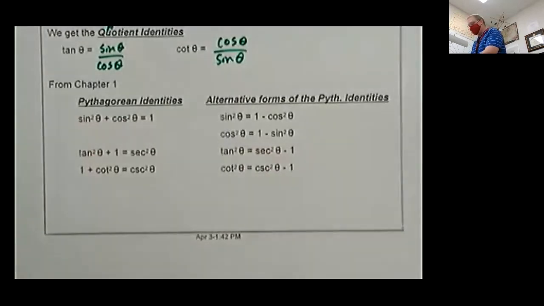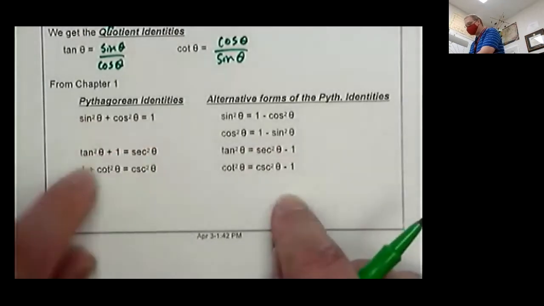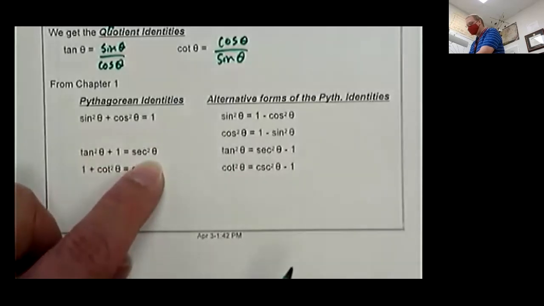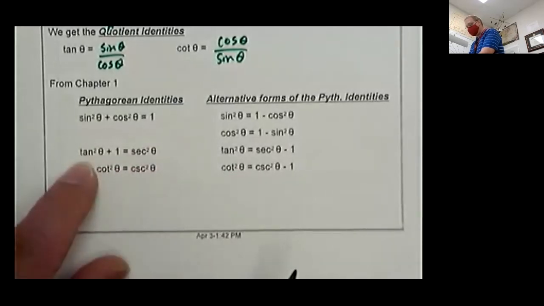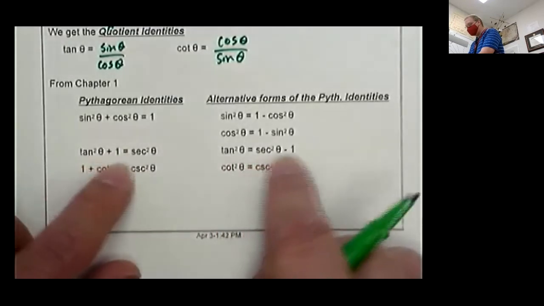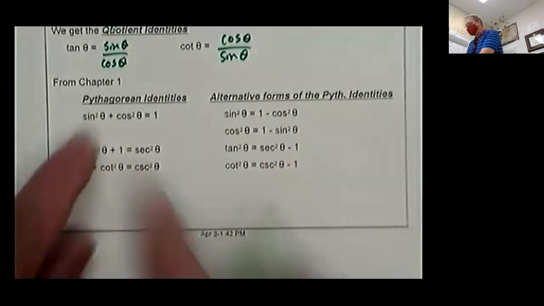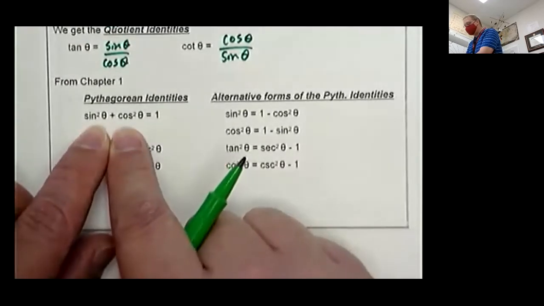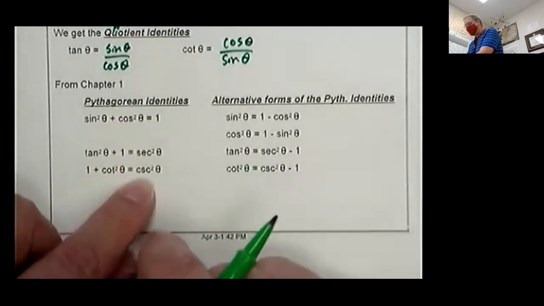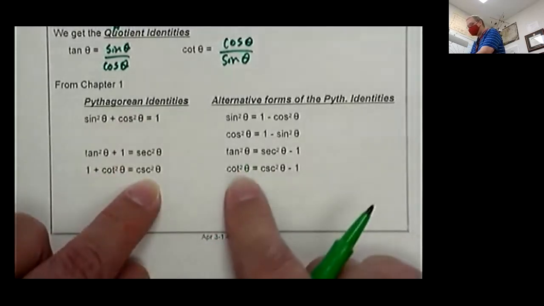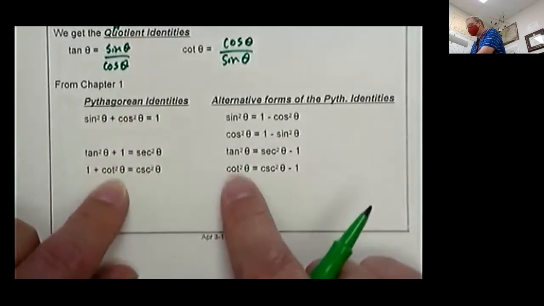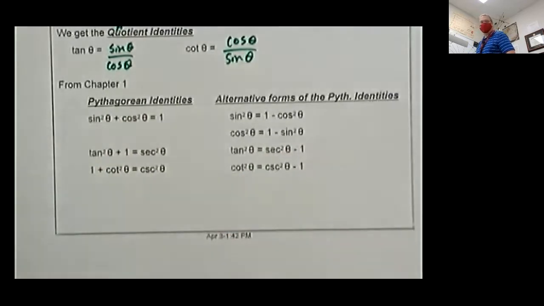and we took turns dividing everything by cosine squared. If we divide everything by cosine squared, we get tangent squared theta plus 1 equals secant squared theta. And that leads to another form. So if we solve for tangent squared theta, we get tangent squared theta equals secant squared theta minus 1. If we divide our original Pythagorean identity by sine squared theta, we get 1 plus cotangent squared theta equals cosecant squared theta. Again, we have an alternate form. If we solve for cotangent squared theta, we get cotangent squared theta equals cosecant squared theta minus 1.